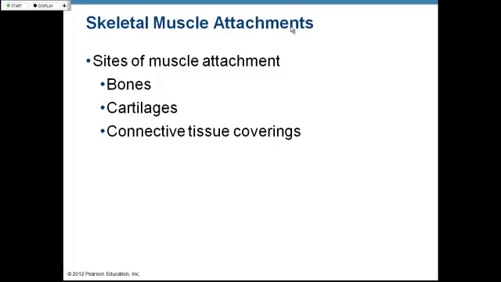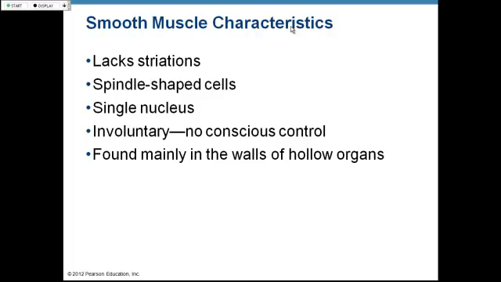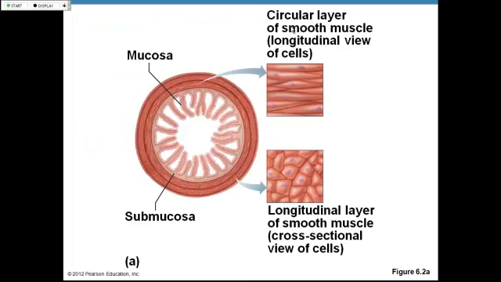All right, smooth muscle characteristics. So we've finished with skeletal muscle characteristics. Now let's talk about smooth muscle characteristics. We learned from the table that they lack striations, they have spindle-shaped cells, and a single nucleus. Involuntary, no conscious control, found mainly in the walls of hollow organs. And so up here in the upper right, that's what a spindle-shaped cell looks like. See how it is bulgy in the middle right here, but it narrows on both sides? That's what's meant by spindle-shaped. One nucleus, and we find them in the walls of our digestive tract.